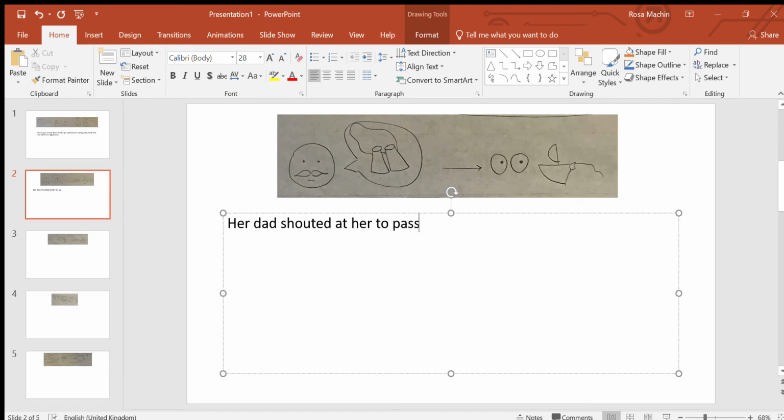Pass the binoculars is quite a tricky word, isn't it? It's one of our vocabulary words, so you can always look back for words that are a bit long and a bit unusual. Okay, so binoculars, quite a long one. Don't worry if these words aren't spelled correctly. Try and have a go at using your phonics as best as you can. So her dad shouted at her to pass the binoculars.